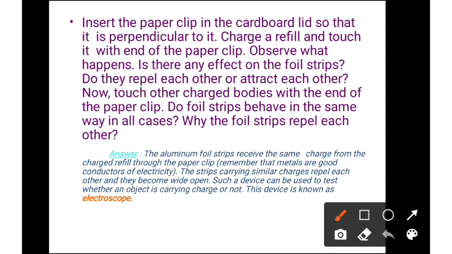And there is a device also which we call an electroscope. An electroscope is a device which can be used to test whether an object is carrying a charge or not, right? And the device name is electroscope. That's all for today.